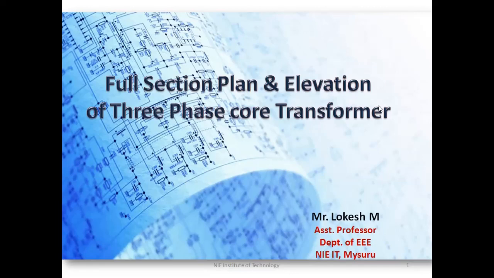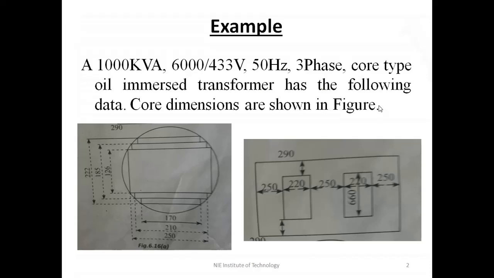But now I come with a new example where we should calculate all the data to draw a sectional plan and then elevation. So let us go with the problem. I have a 1000 kVA, 6000 by 433 volts, 50 Hz, 3-phase core type oil immersed transformer with the following data. Core dimensions are shown in the figure.